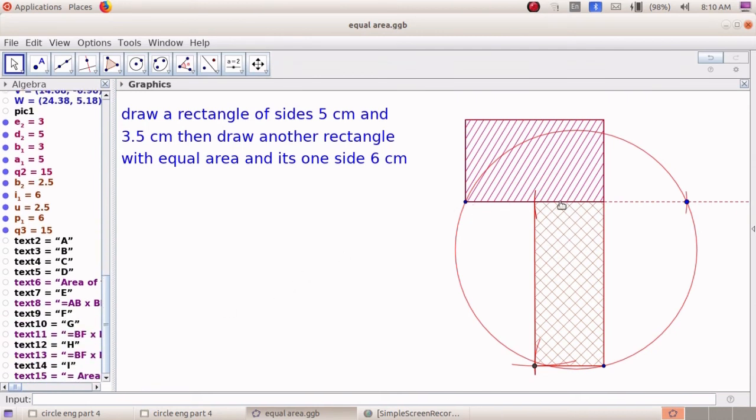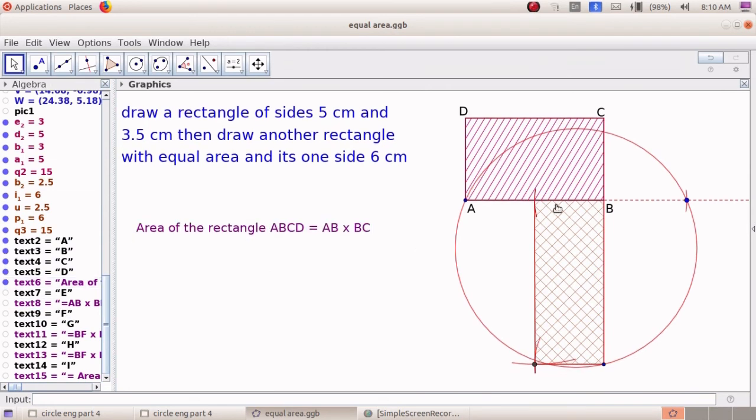Let us name the initial rectangle ABCD. Now the area of the rectangle is AB into BC. AB into BC is the area of the initial rectangle. Then BC is the same as this much distance. Therefore, AB into BC can be told.